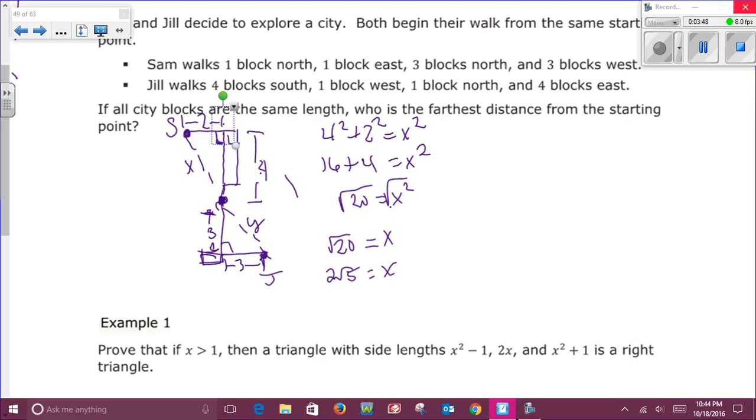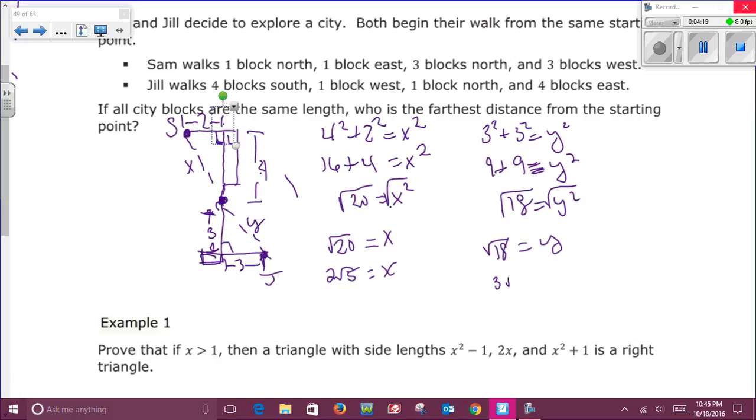And then I'm going to do Jill's. Jill was 3 and 3. So it's 3 squared plus 3 squared equals y squared. So 9 plus 9 equals y squared. So 18 equals y squared. Take the square root. I don't need the plus or minus because it's a distance, so it'd be the square root of 18. And that simplified is 3 radical 2.